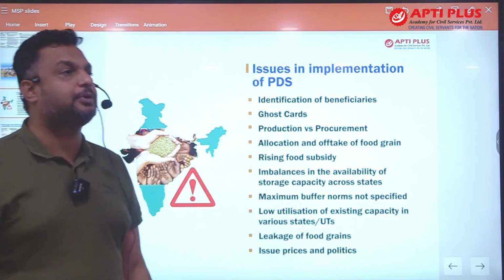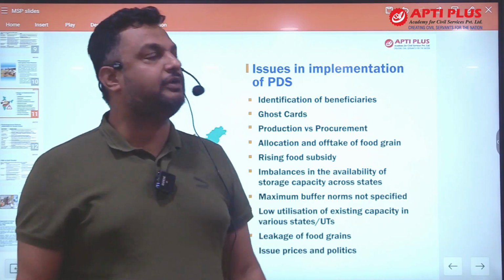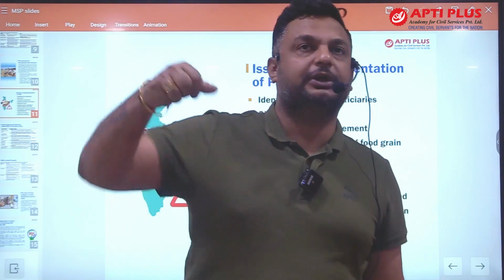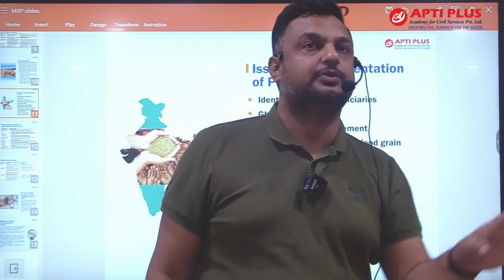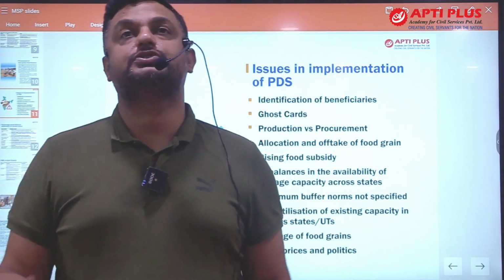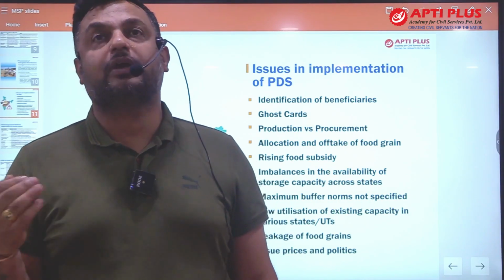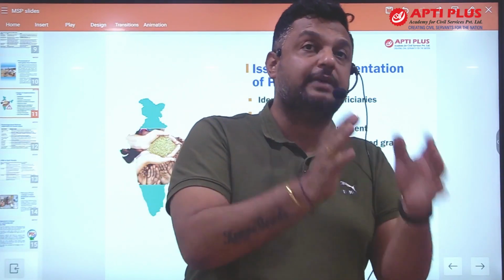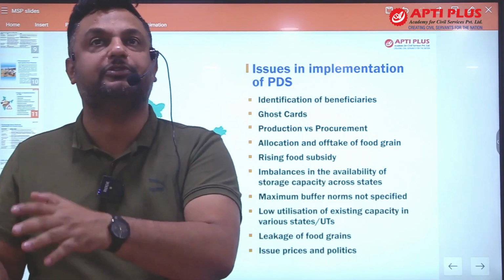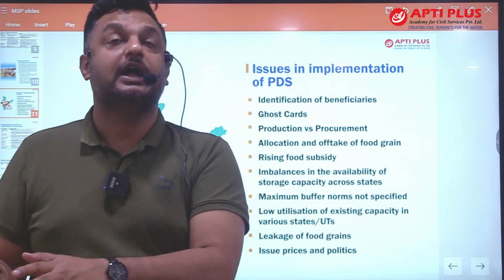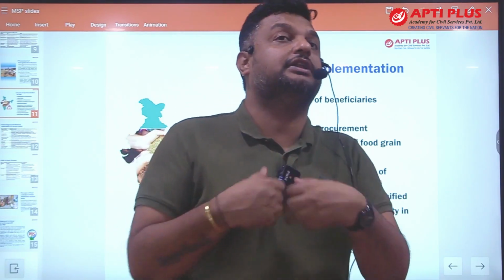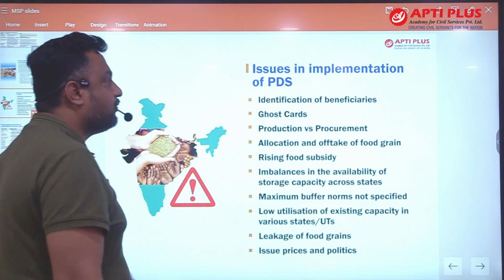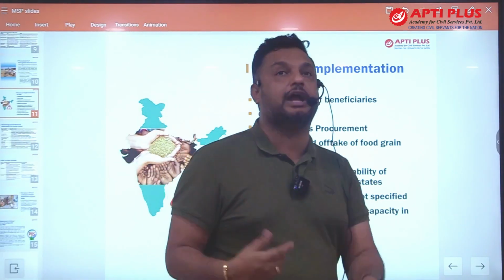Third, production and procurement. As we know, we are promoting the farmers to produce more via MSP, and the government only procures and the government only distributes. But the problem, sir, is that most of the time the required quantity that PDS families need is not available, which means production is not taking place. Because of that, even the procurement agencies are unable to procure properly. And the fourth one is allocation and offtake of food grains.